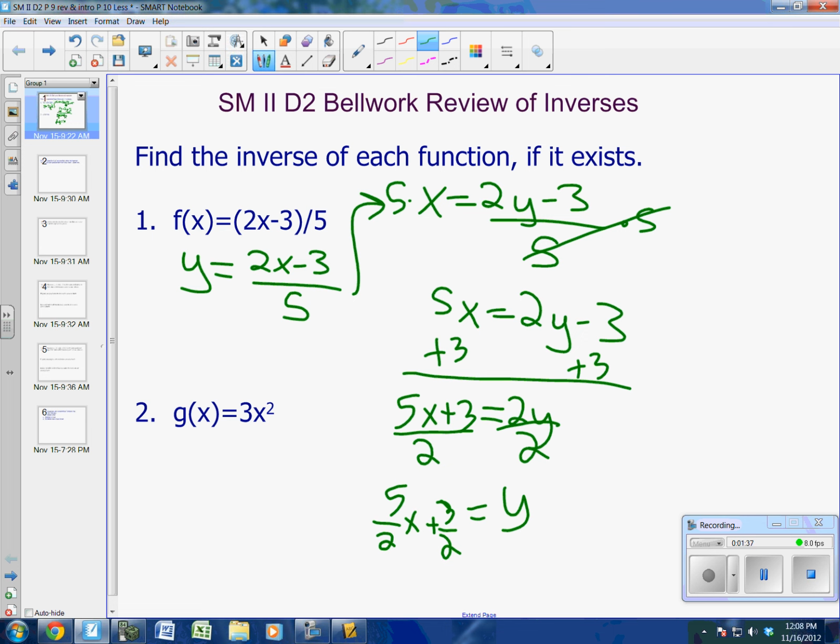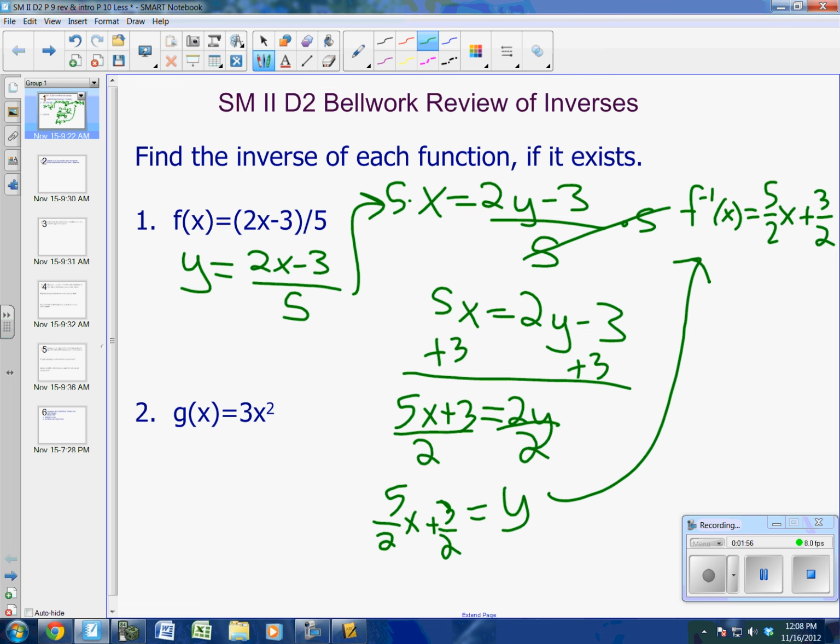And then the last step. What's the last step? Change it to inverse notation. That means replace y with f inverse of x. So f inverse of x equals 5 halves x plus 3 halves. That is how you find an inverse of a function.